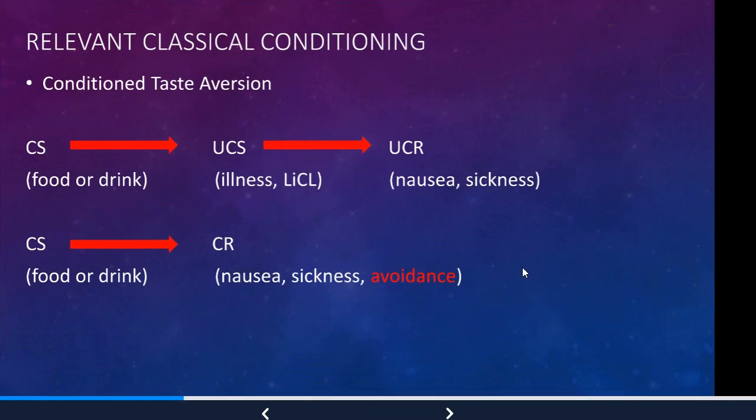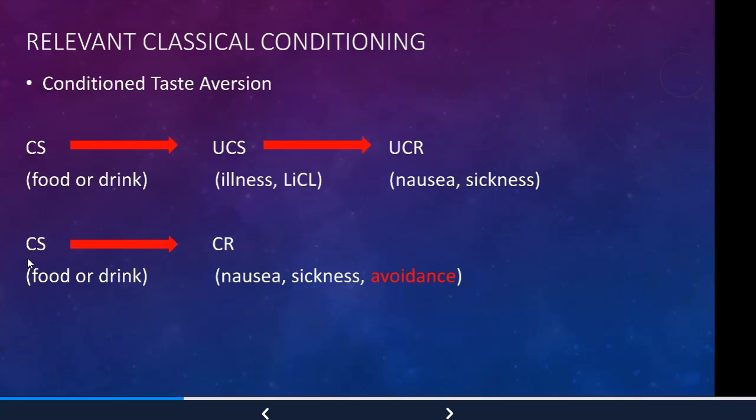Just to recap, the conditioned stimulus here is food or drink. The unconditioned stimulus could be illness. If you have a taste aversion to something, a lot of times people eat some novel food, happen to get sick, and when they get sick, they later avoid that food. So you probably have a story. You could reflect on it in your class discussion about taste conditioning, and I'll tell you about one of mine in particular.